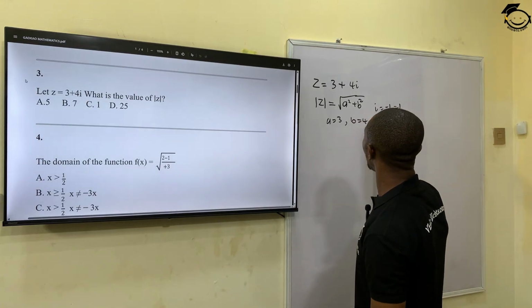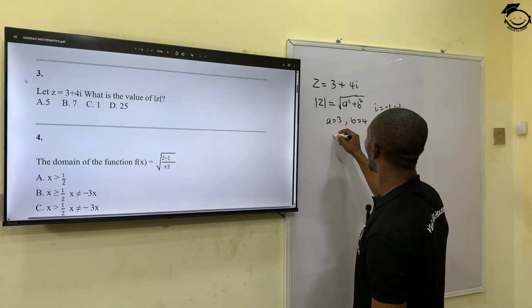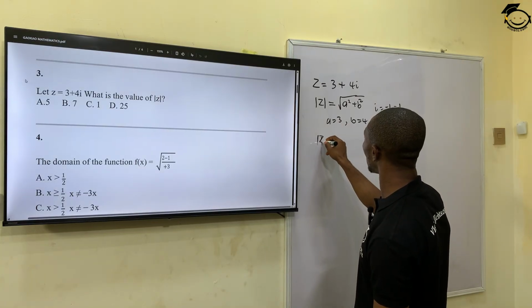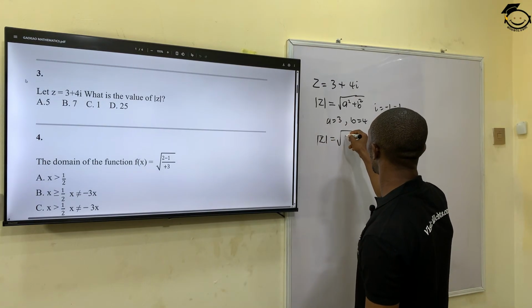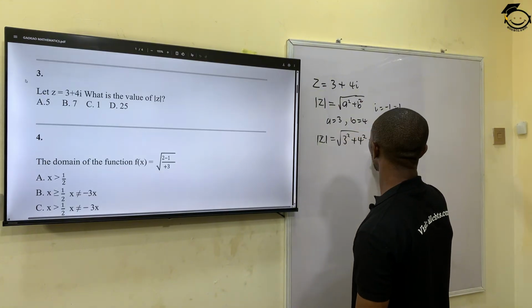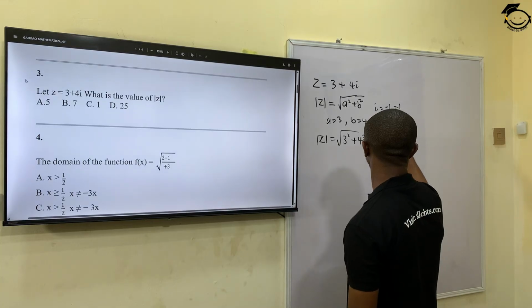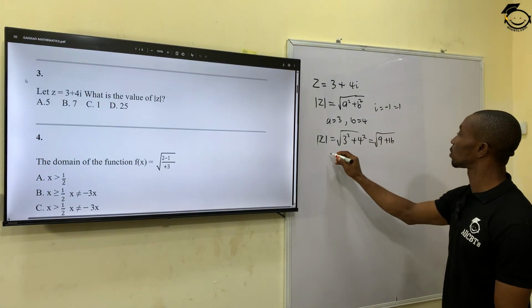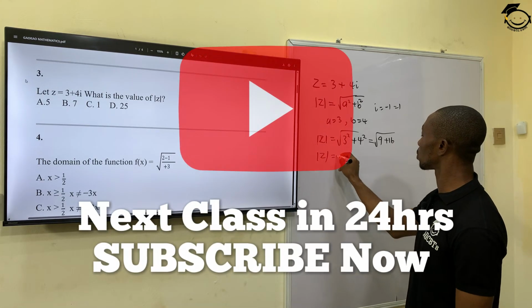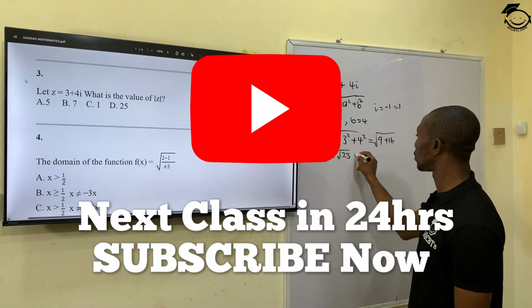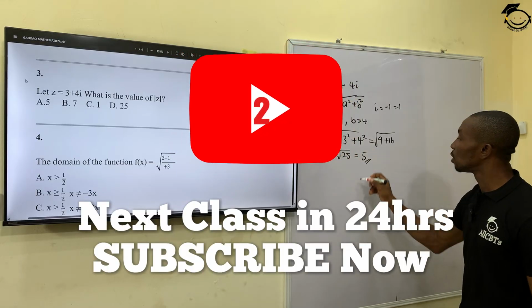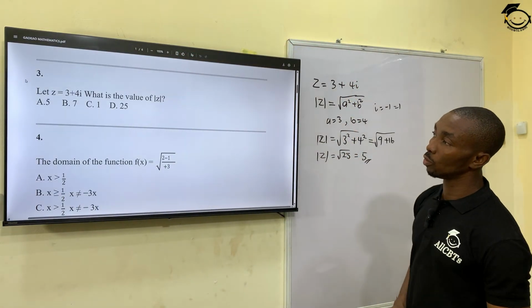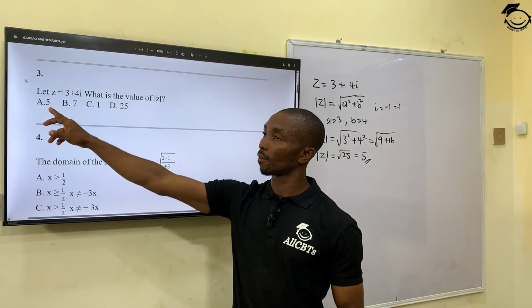Alright, now this will give us our z would be root of 3 squared plus 4 squared, which will give us root of 9 plus 16. Now root of 9 plus 16 will give us z equals root 25, which will give us 5. So the value of z would be 5.